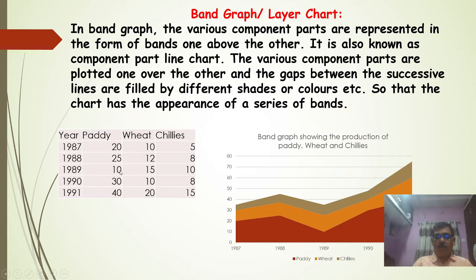So if you observe, for paddy, 0 to 20 means this 20, then next 10, that is 20 to 30, is wheat, and next 5, that is 30 to 35, is chilies. Likewise, if you are showing various components in one graph in the form of bands, then it is called a band graph, or a layer chart.